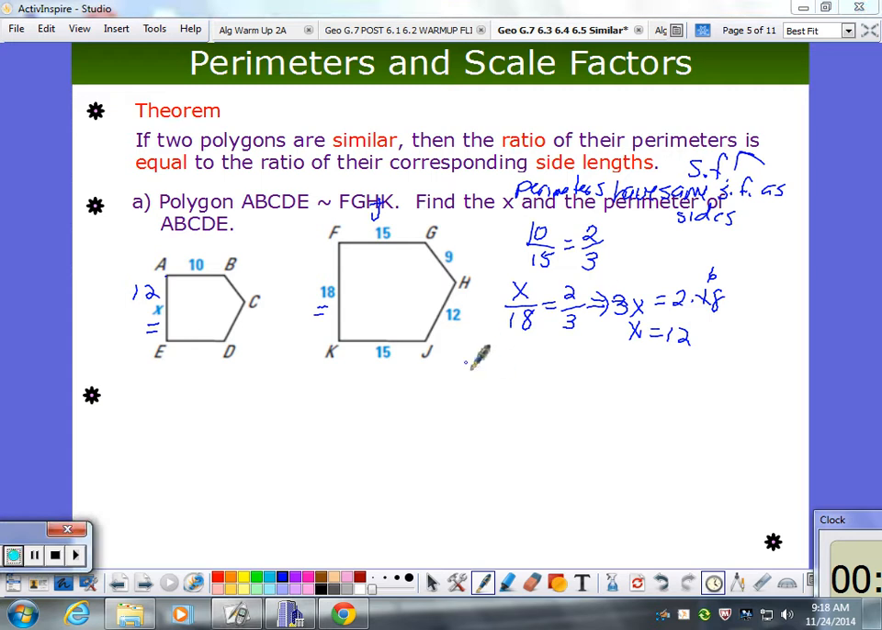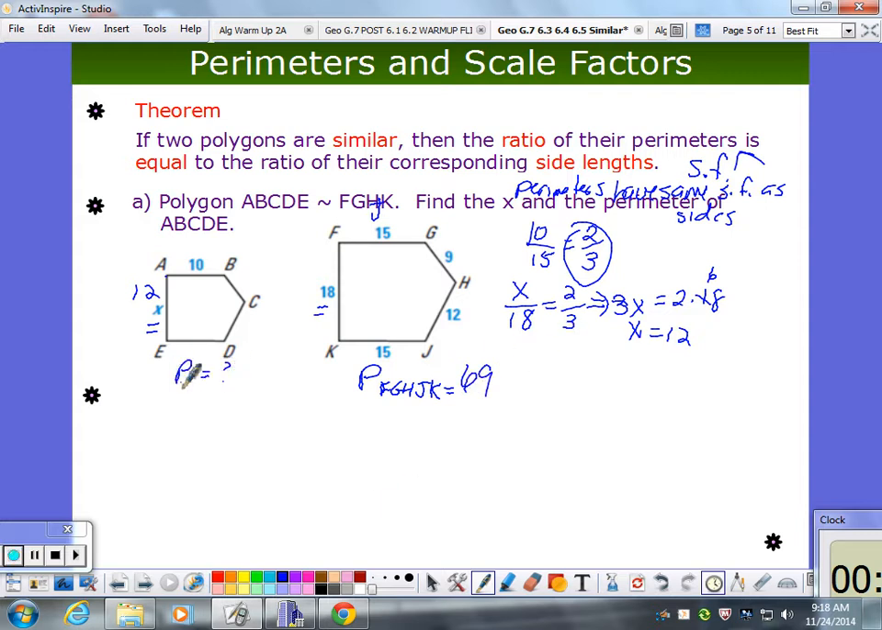Now they want us to find the perimeter. So you could go and try and figure out what every side is, but that's one way to do it. It's got that same scale factor. So I can find the perimeter of this guy by just adding up the sides. So somebody add up all the sides for me. You've got their calculator. So the perimeter of F, G, H, J, K should be 69? Yeah. And this is the perimeter that I don't know.